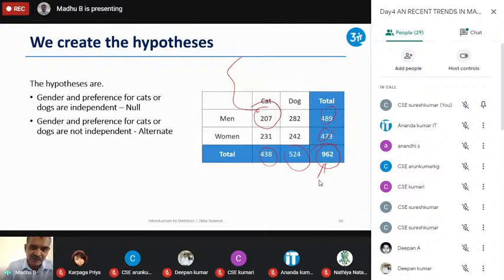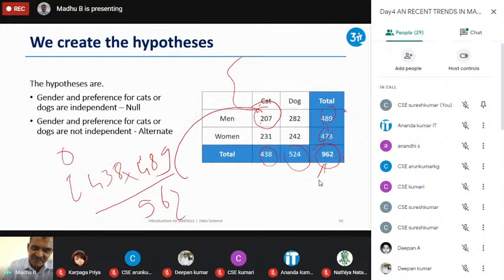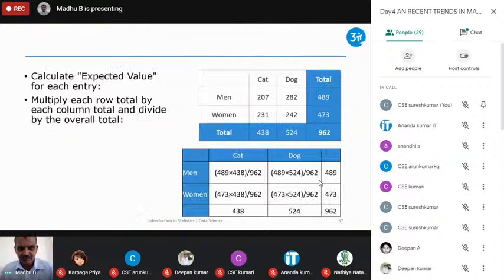For this value, this is called the outcome. We call it the actual outcome; we toss a coin and the actual output has come. When we say expected output, 438 multiplied by 489 divided by 962, if you do that, that is the expected output of men preferring cats. That is what I have done here.